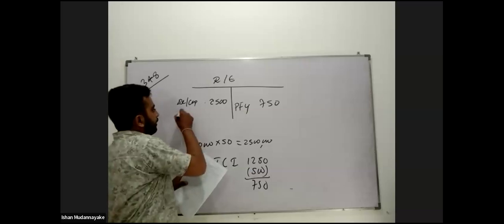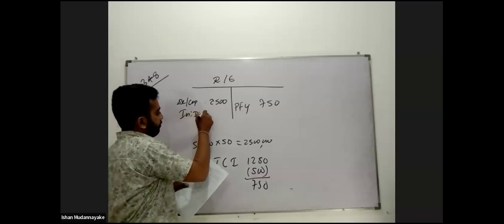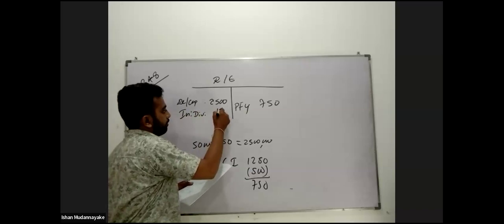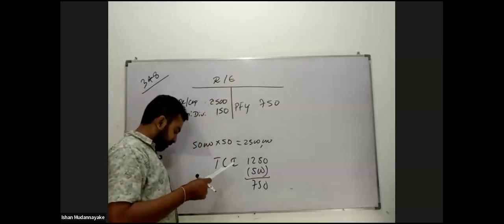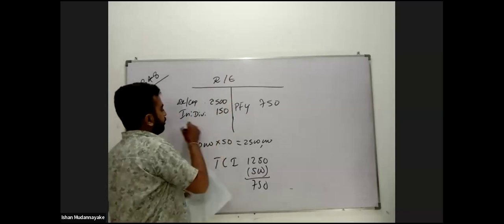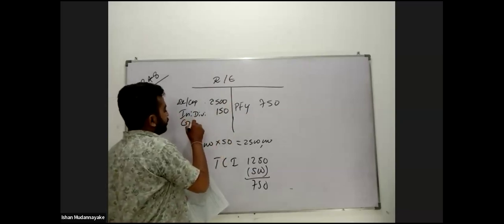Interim dividend paid 150. Cash book credit, retained earnings account debit. Transfer to general reserve 50.